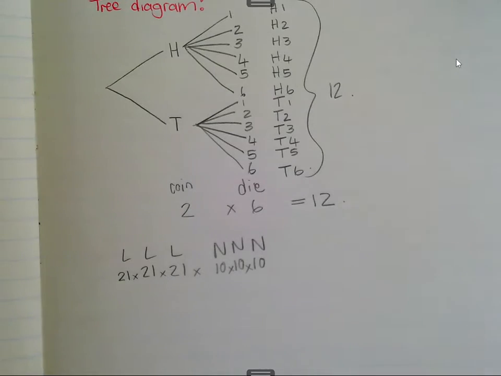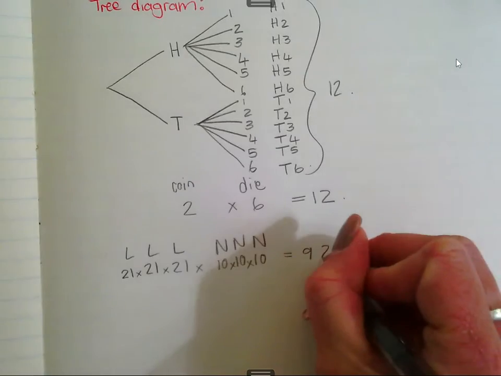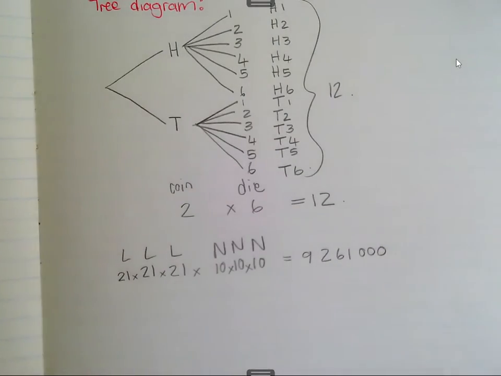Now I will take the calculator and work it out for you. 21 times 21 times 21 times 10 times 10 times 10. That gives me an answer of 9,261,000. Okay, those were the number of number plates available in Gauteng as well. And then they ran out of number plate combinations. That's why they had to change the format.